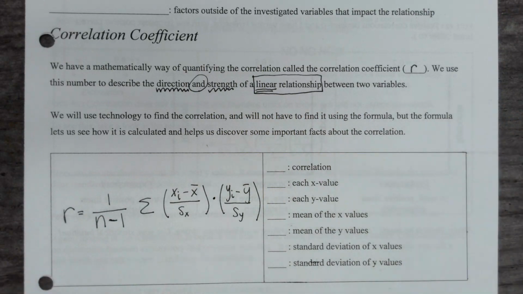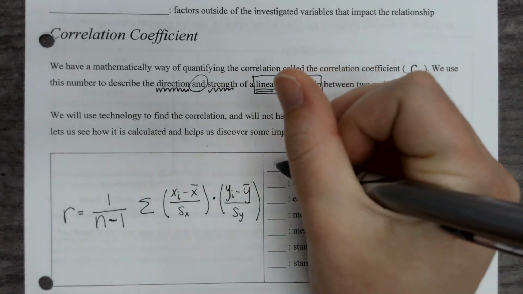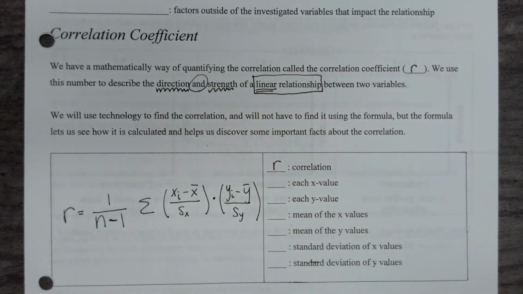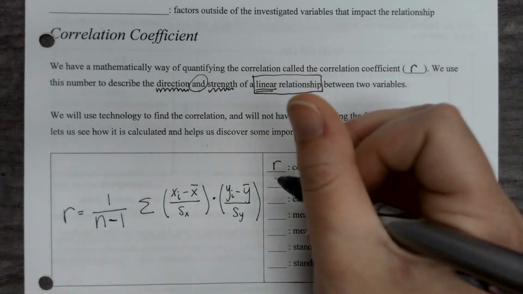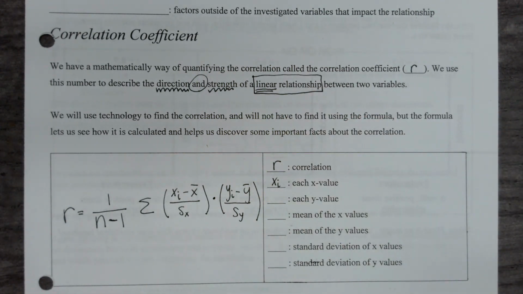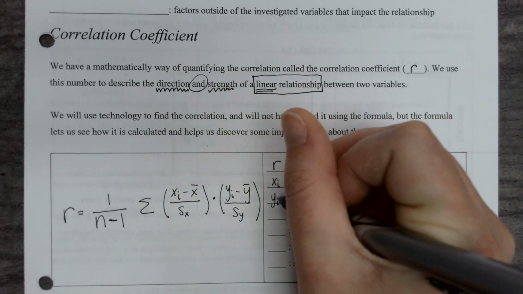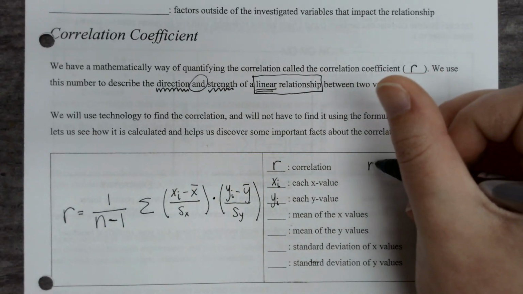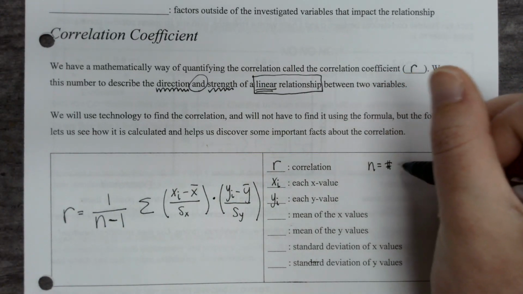So what each piece means, once again: the correlation coefficient is r. Each individual x value is our x sub i. Each individual y value is y sub i. And remember, we also have n, the number of observations.